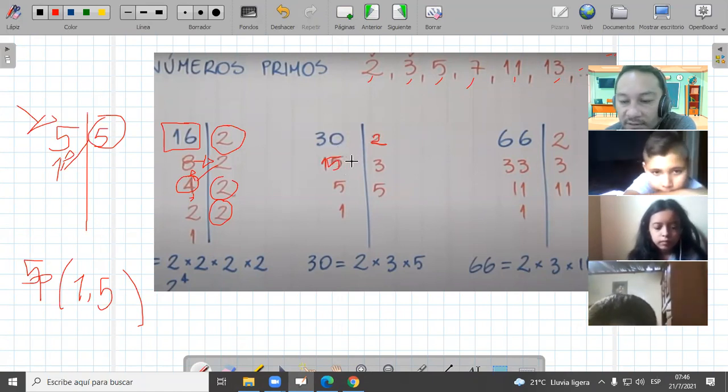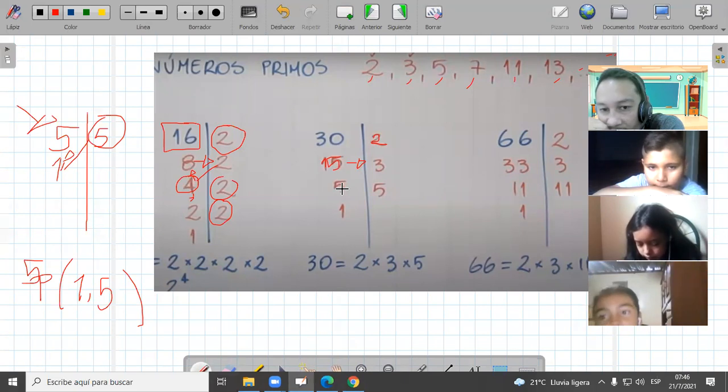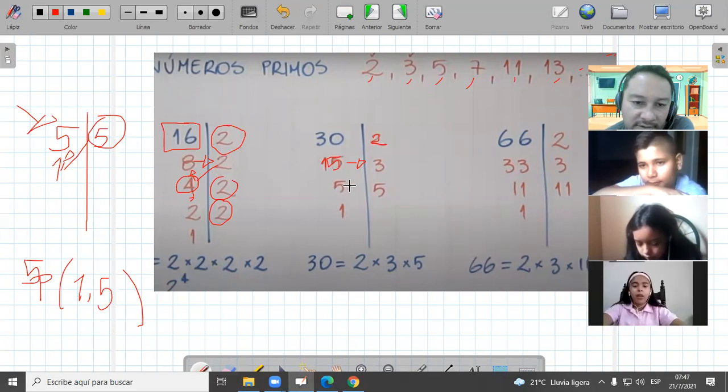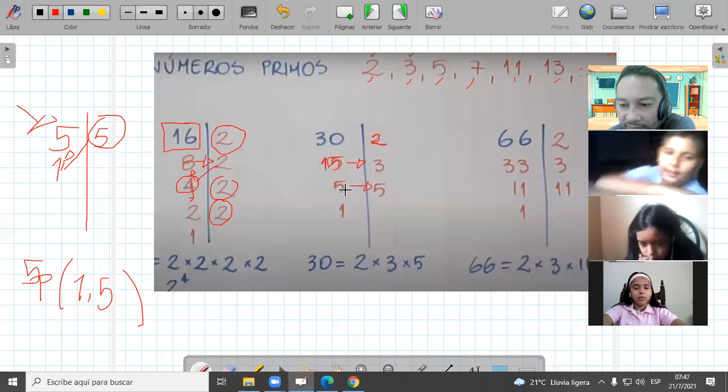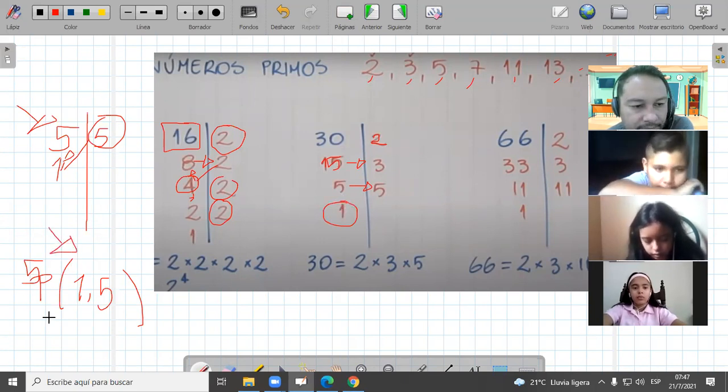15 has a third, right? Yes. And a 5. 15 has a fifth. 3 times 5 is 15. And 5 has a half? It has a fifth. It's a prime number, right? Yes. And the number 1. As you can see here, the prime numbers.